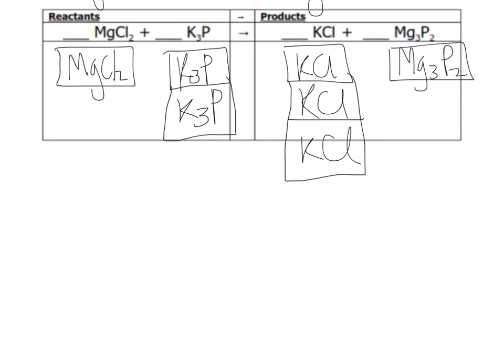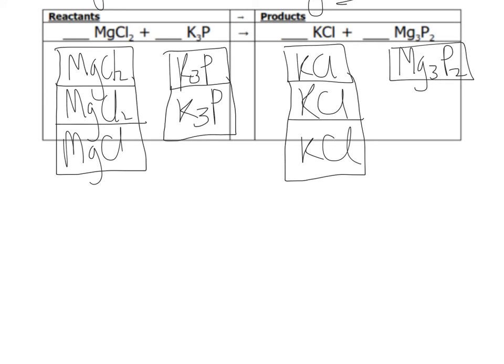Let's go with Mg. This side has 1 and the products have 3. So I'm going to add 2 more of this formula. And so update my Mg to 3. And my Cl, 2 in each box, and I have 3 boxes. So I have 6 of those.